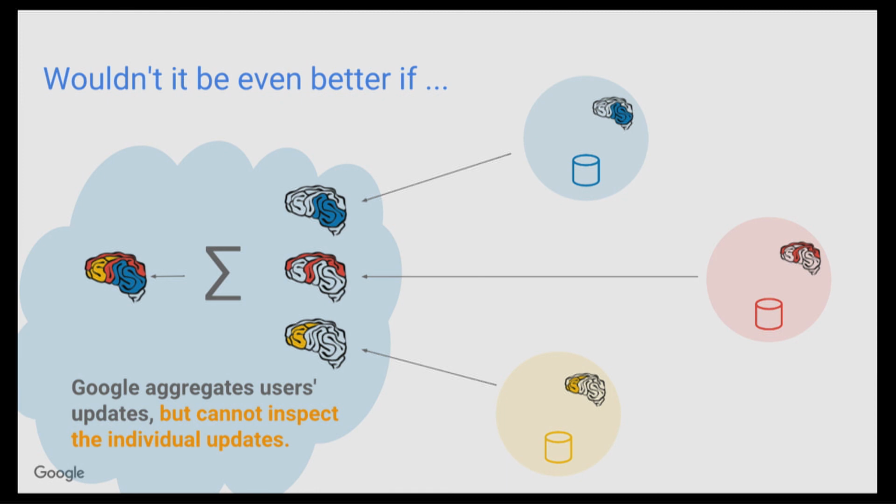So the ideal thing here, wouldn't it be great if Google could provably not see the individual updates and only got that aggregate? This gets into secure multi-party computation, secure aggregation, and we've actually done some work on efficient protocols in this space. One of the key challenges for doing secure aggregation with mobile devices is the limited availability of the devices.